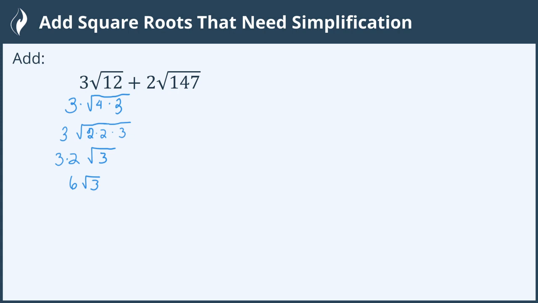This is going to actually make this one a little bit easier, because the first thing I'm going to do is take 3 and divide it into 147. And when I did that, I got that the square root of 147 is the same thing as 49 times 3. 49 is a perfect square. So I'm going to break that down a little bit further. So 7 times 7 is 49 times 3 makes the whole square root of 147.